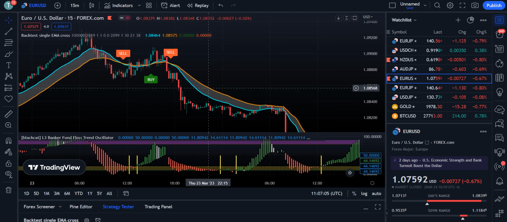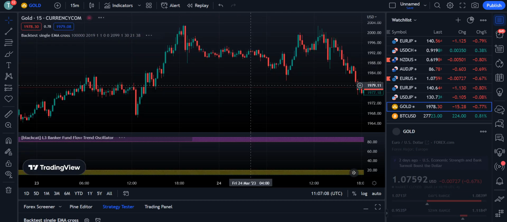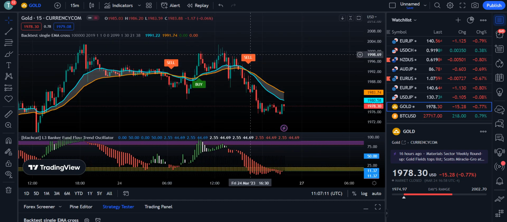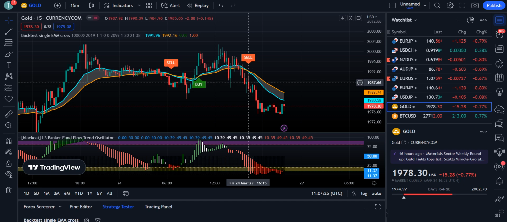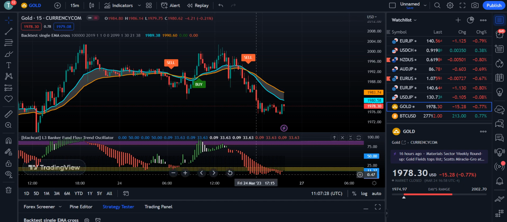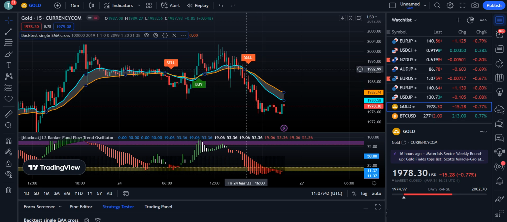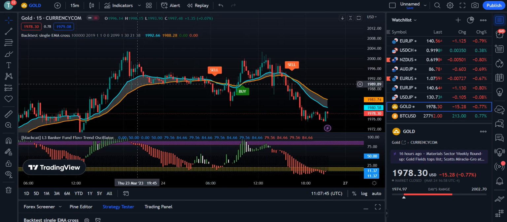Okay, this can be seen in any other pair. For example, in the gold market, you can see the sell indicator has given us the sell signal, and we see that there is a crossover of two EMAs, and our market has gone below this crossover. So we will see that we are in the right trend. Also, in our Banker Fund Flow Trend Oscillator, our market has gone below the 20 level and the candles are in the red color. So all these conditions are fulfilled, and we will take the entry into the sell position for our bearish trend.